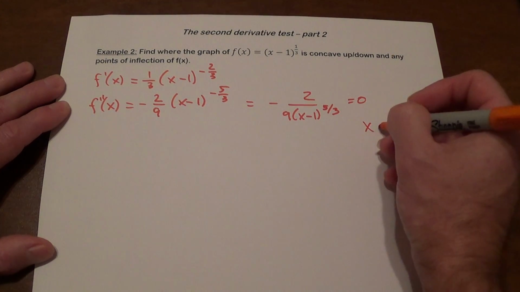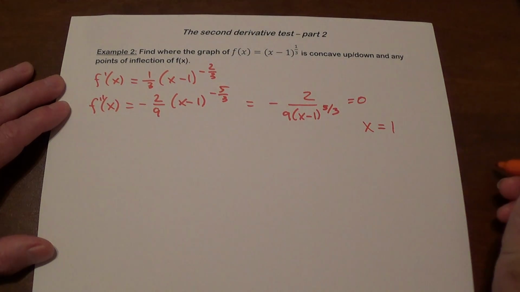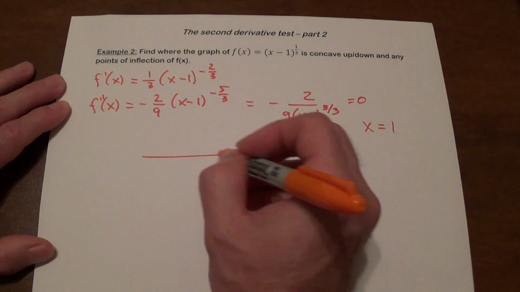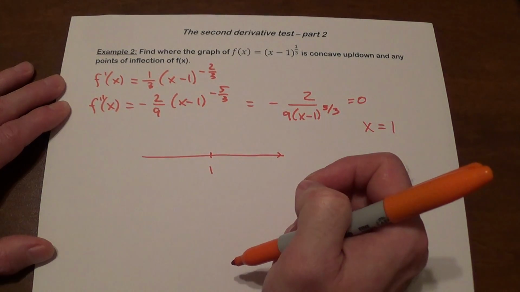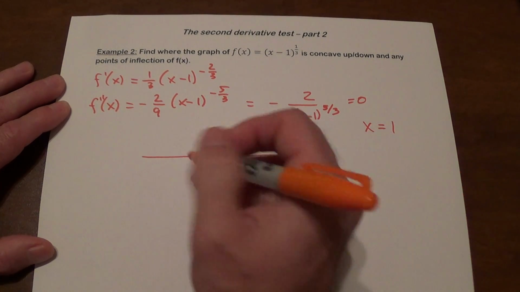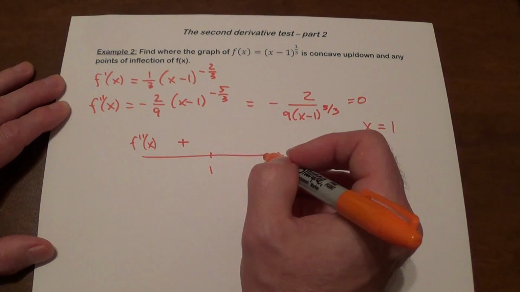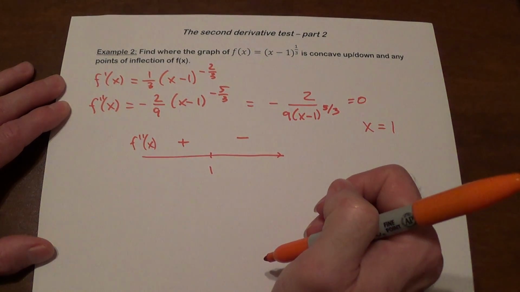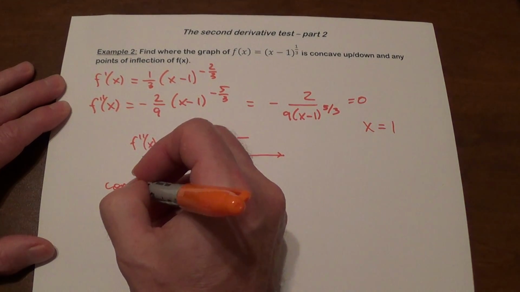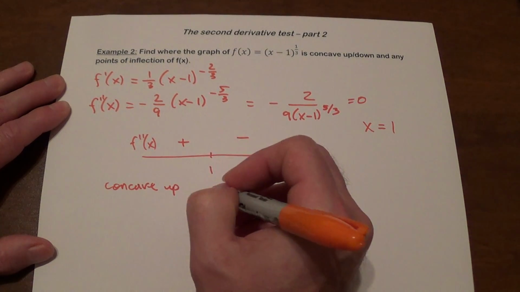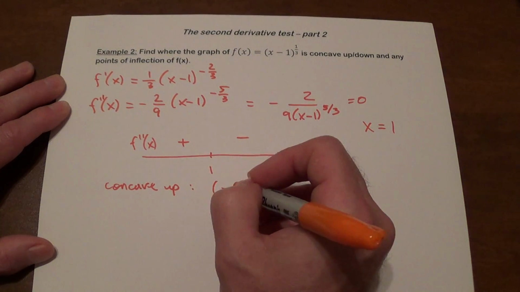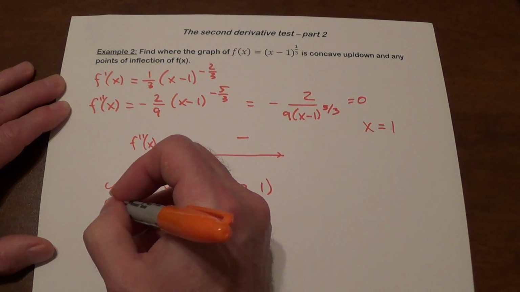But we also have to remember that whatever number makes the denominator equal 0 will be where it's undefined, and it's a candidate too. So we draw our number line, put 1 here, and figure out how the signs are going to go. It's going to be plus here, and minus here. So the function is concave up on the interval from negative infinity to 1, concave down on 1 to infinity.